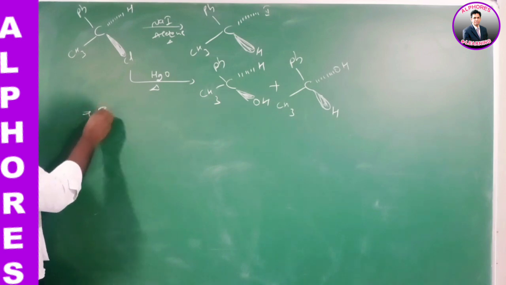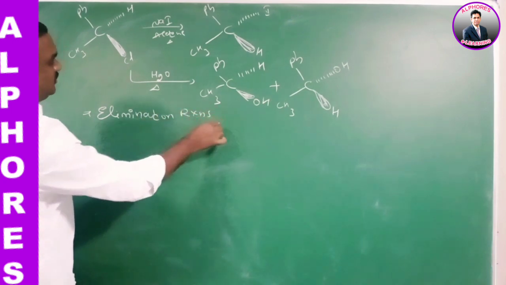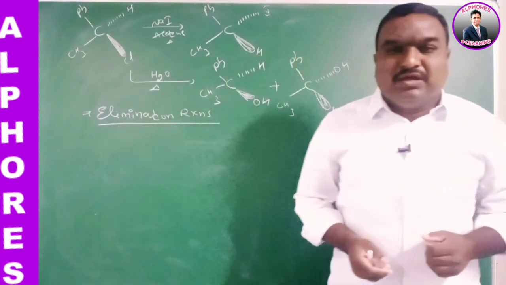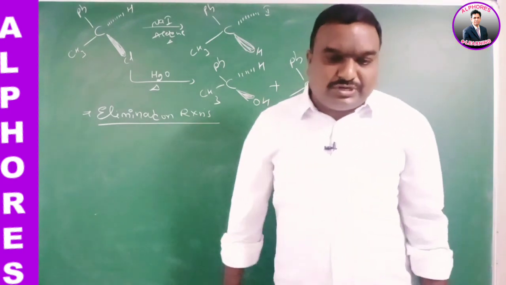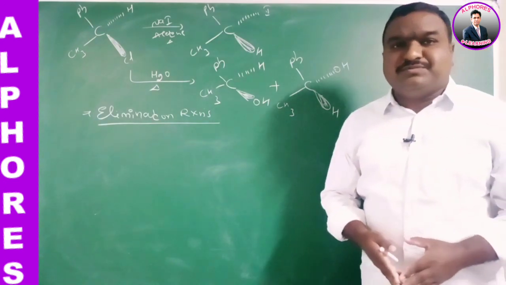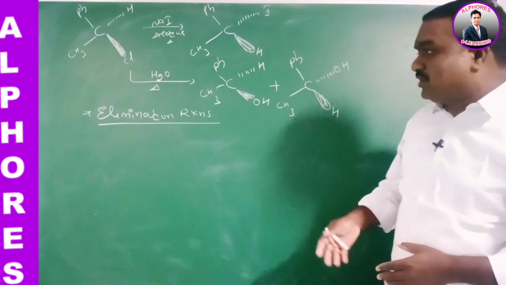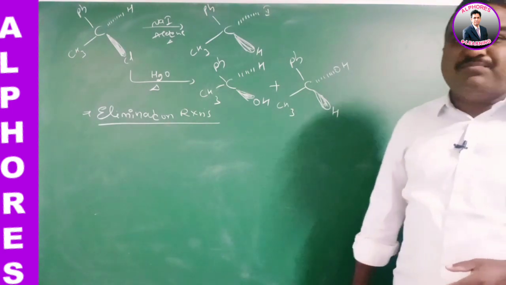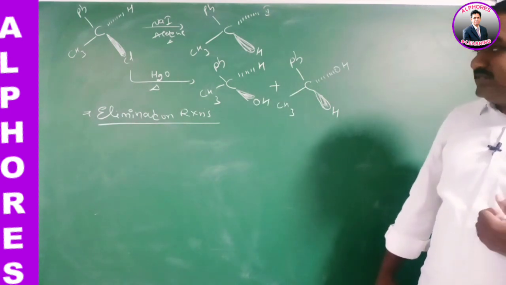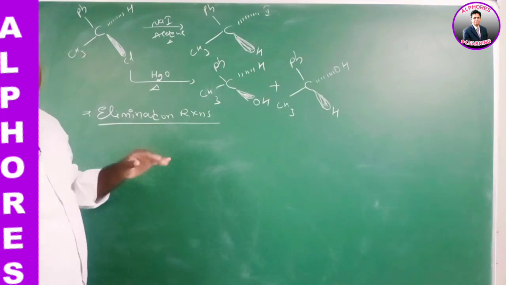Next one is elimination reactions. Alkyl halides undergo two types of reactions. Already we have discussed that concept in chemical properties. One is the substitution reaction, the second one is the elimination reaction. Elimination reactions mean removal of groups from the given substrate to form the eliminated product. So alkyl halides undergo elimination to form alkenes. Sometimes carbenes are also formed in this case. So based on the substrate we can write that product here.